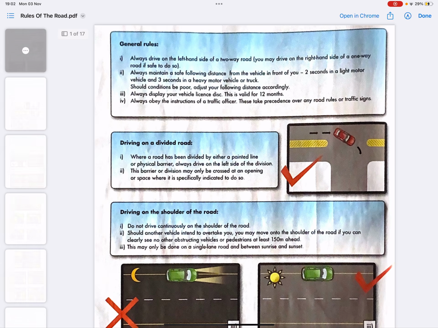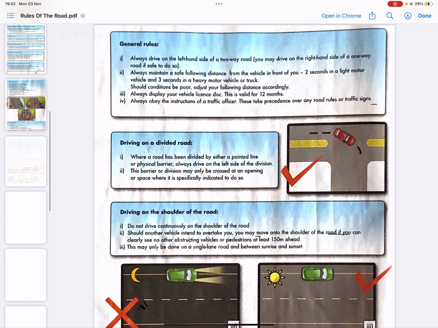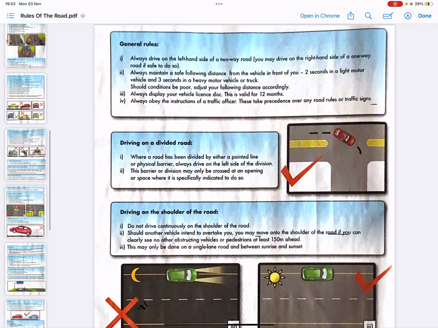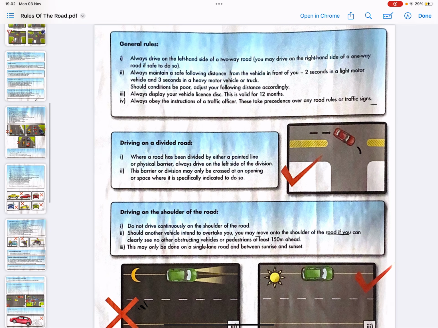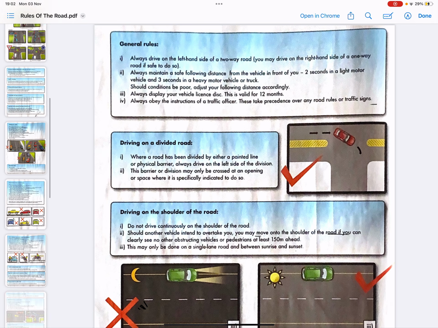Oh, what's happening with my book? Sorry, guys. Sorry about that. This thing likes misbehaving. I'm sorry.